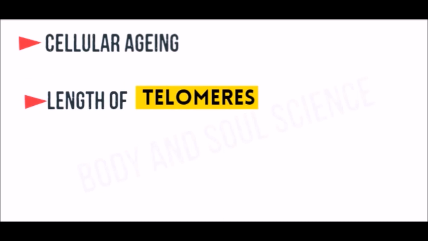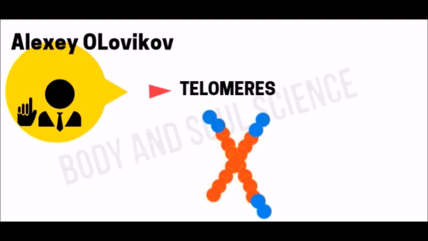Cellular aging is determined by the length of something called telomeres. Understanding these telomeres is crucial here. In 1973, a scientist named Alexey Olovnikov was first to discover telomeres, which are the tiny units of DNA present at the very end of each chromosome. You can think of these telomeres as the caps on chromosomes.